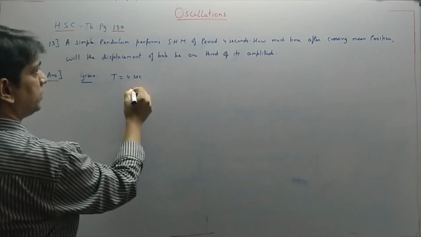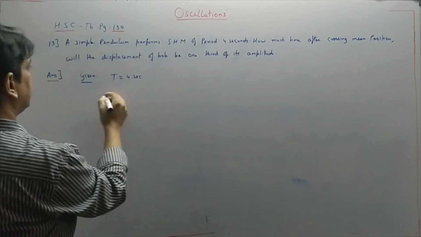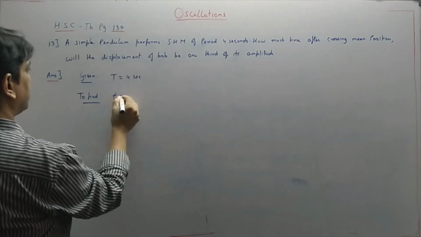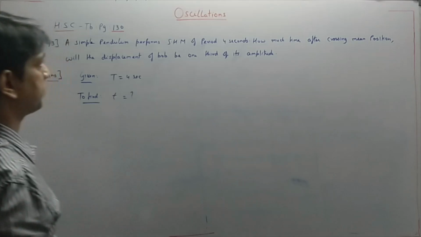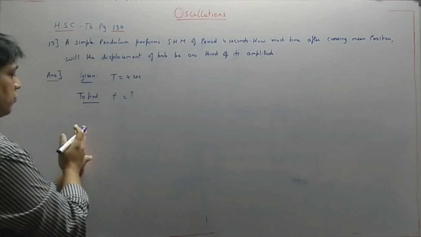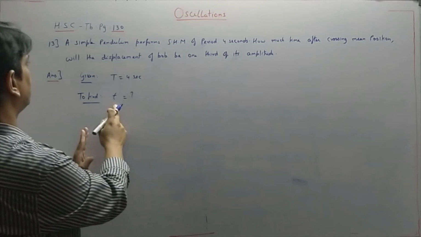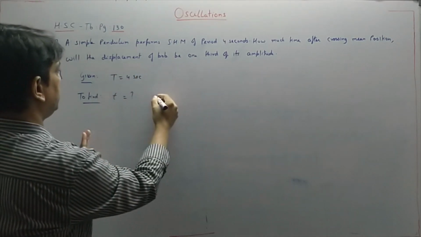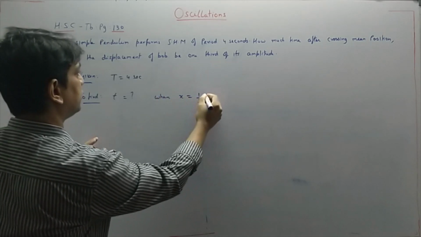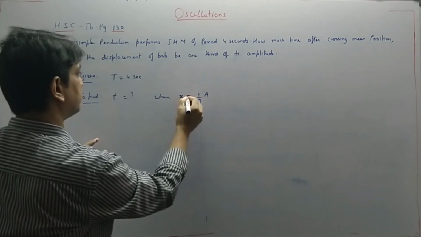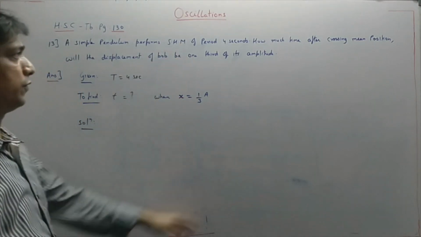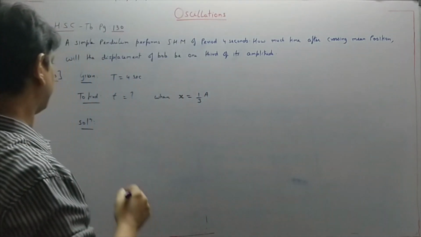So the time period is T. They want to find the time taken. How much time will it take after crossing the mean position, the center position, that is, it is oscillating, after crossing the mean position? When the displacement x is 1/3 of the amplitude, it is given to you. So after crossing the mean position, we can take the formula.